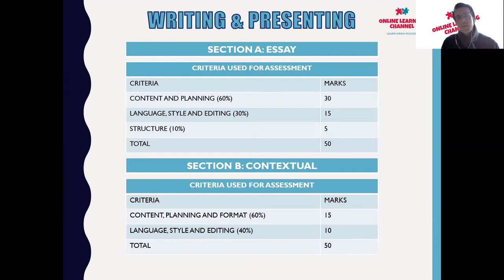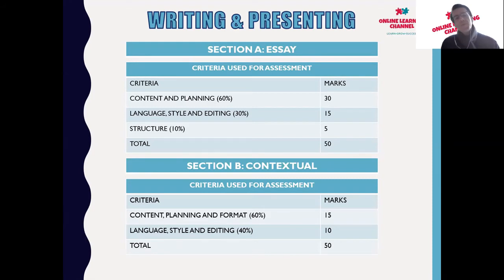Okay, so when it comes to section B, this is the contextual question, if you will. So again, when it comes to section B, this is the transactional texts. Again, 60% of your mark is going to be assessed on your ability to provide adequate content, to plan accordingly, as well as providing a sound and appropriate format for whatever transactional piece you decide to elaborate on.